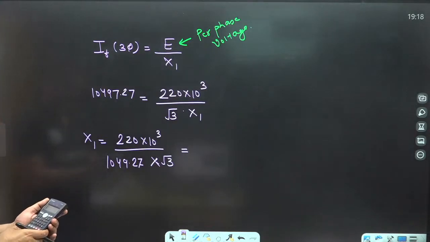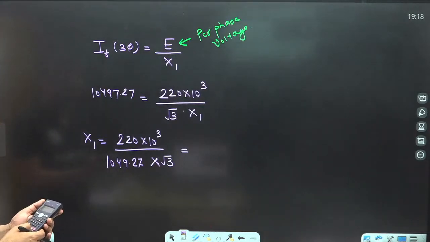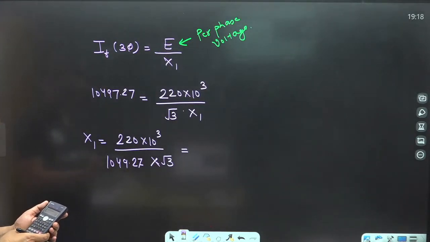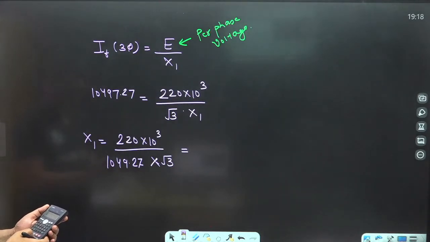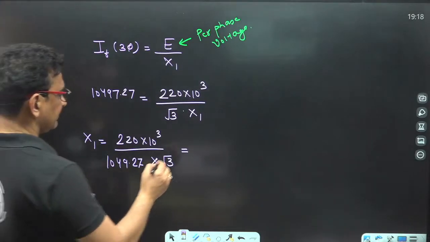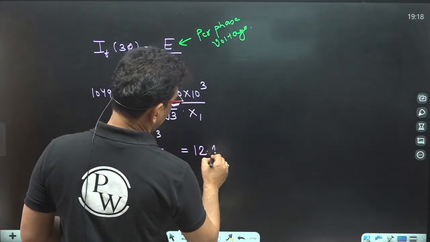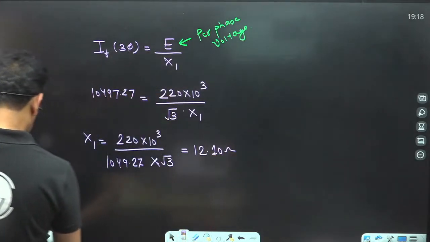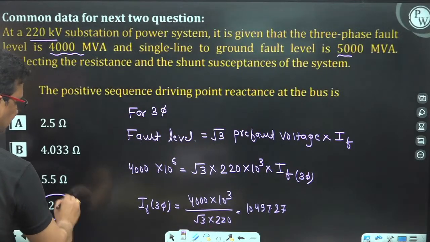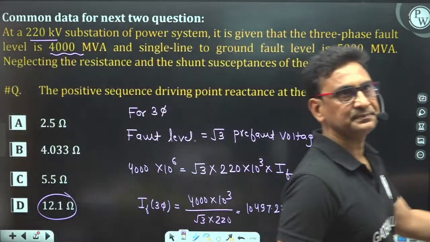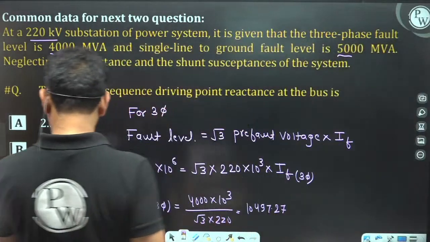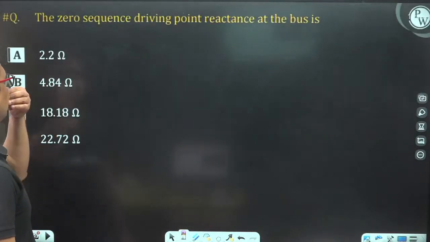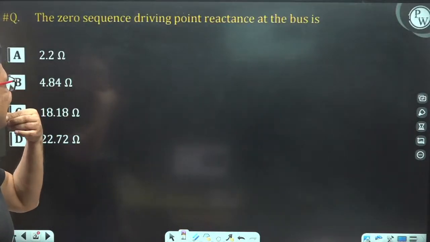Now calculate 220 000 divided by 10497.27 into under root 3. That is 12.10. Yes, 12.10 ohm is the right option. Clear? Okay.